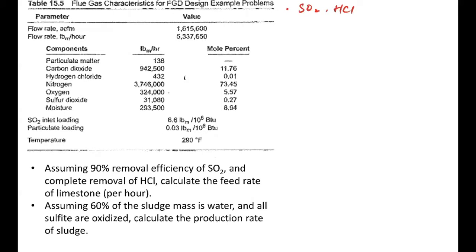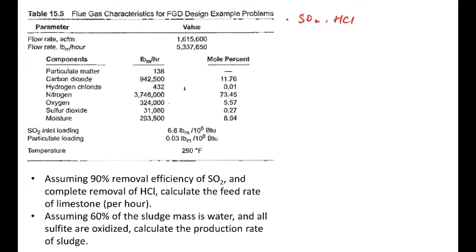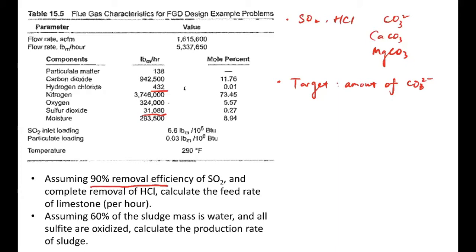The reactions that we're going to incorporate into the design problem neutralize these acidic gases with the carbonate ions, right? So it's either calcium carbonate or magnesium carbonate. To approach this problem, we need to first know what our target is. What is the target amount of the carbonate ions? If we already know the emission rate of the sulfur dioxide and the emission rate of the hydrogen chloride, and we're assuming 90% removal, then based on the mass flow rate, we can convert it into the molar flow rate. So first is to calculate the molar flow rate of the acidic gases.